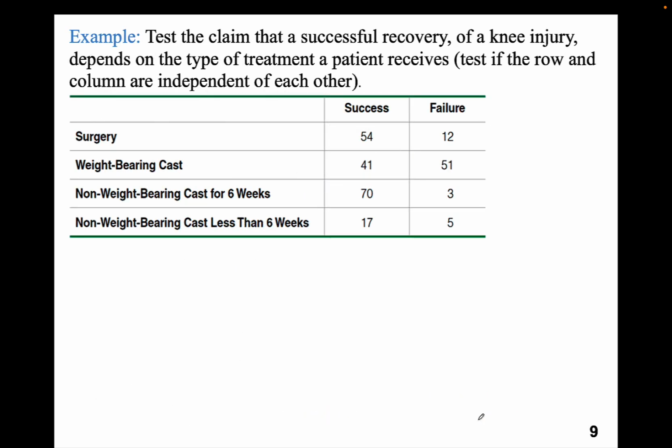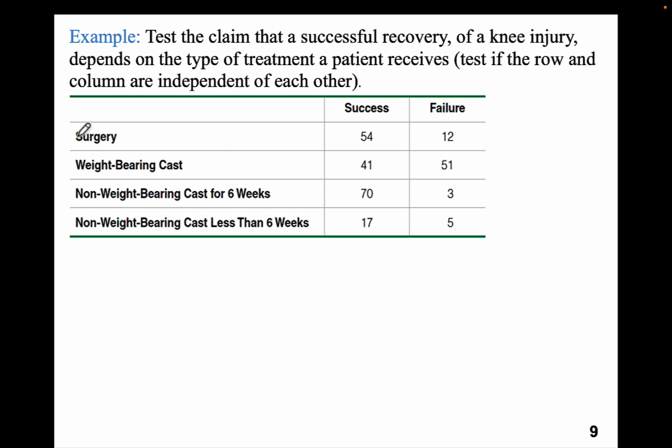Let's try one. Test the claim that a successful recovery of a knee injury depends on the type of treatment a patient receives. Test if the row and columns are independent of each other. All right, so this right here is what we call a contingency table. See, it's got rows and columns. So we're basically checking, did these columns, the success and the failure, did they depend on these rows?